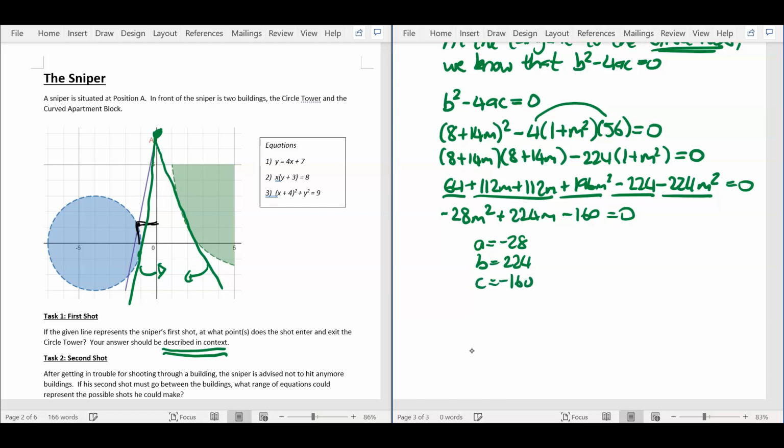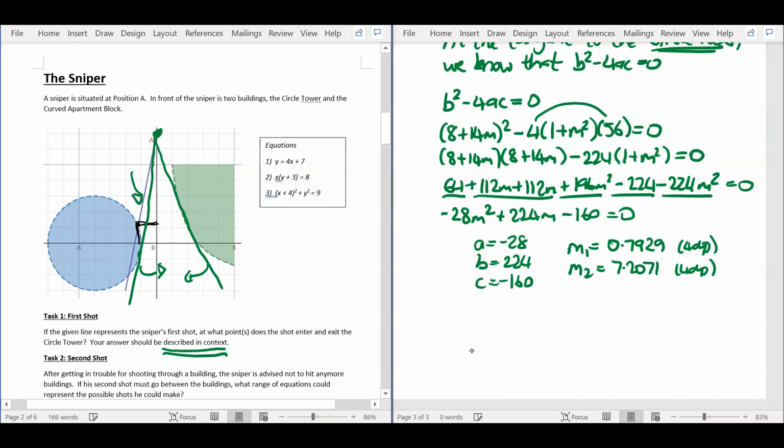to negative 160. When you put that into your graphics calculator, your first answer for m is going to be equal to 0.7929, and that was rounded to 4 dp. And our second answer for m is going to be 7.2071, also rounded to 4 dp. Now, this answer is a bit weird because we're expecting one line. So we need to think about the answers we've got.